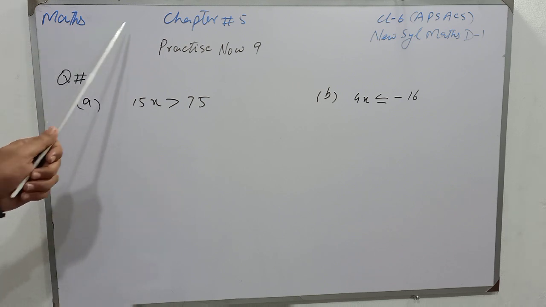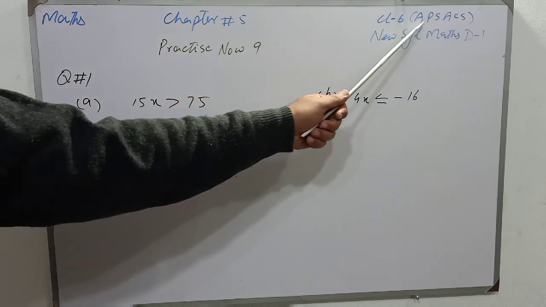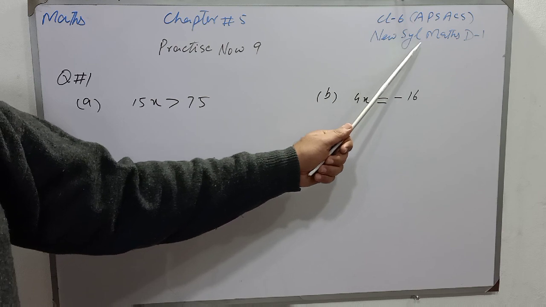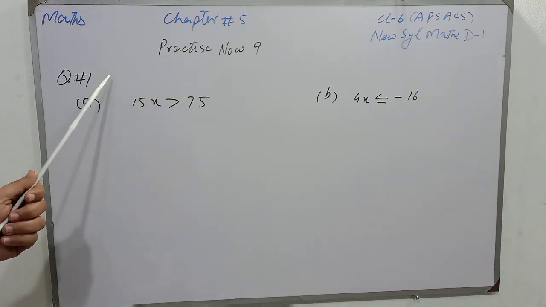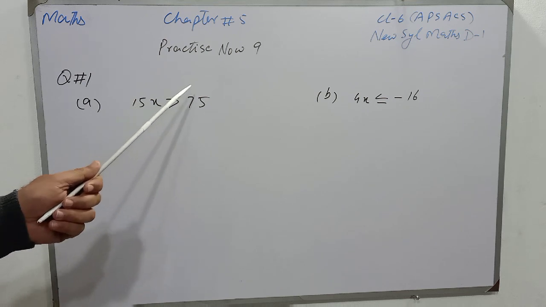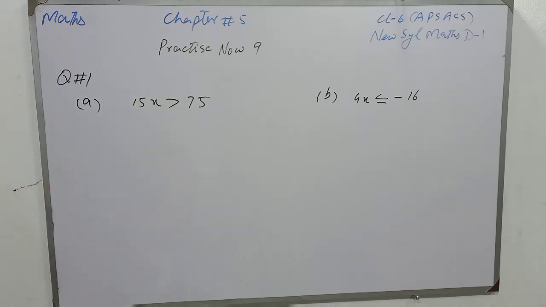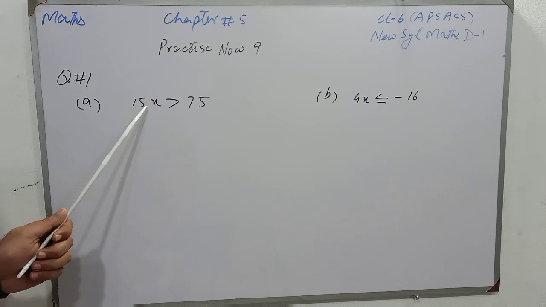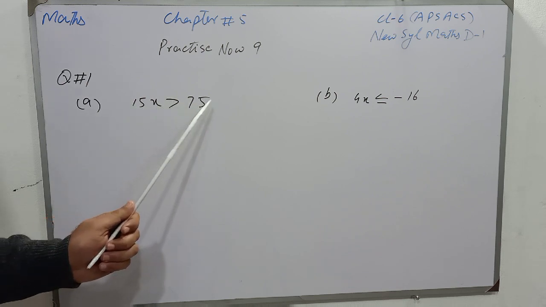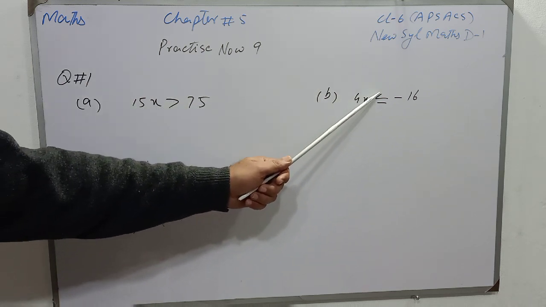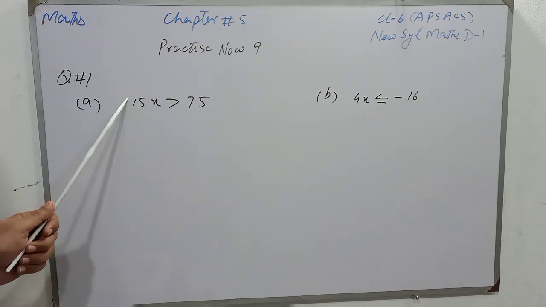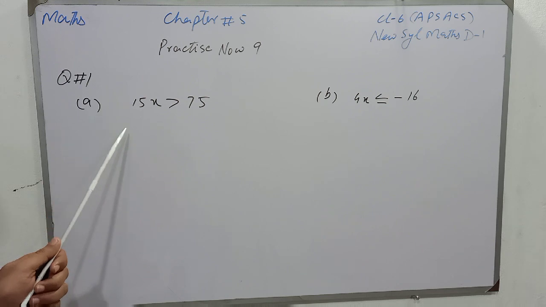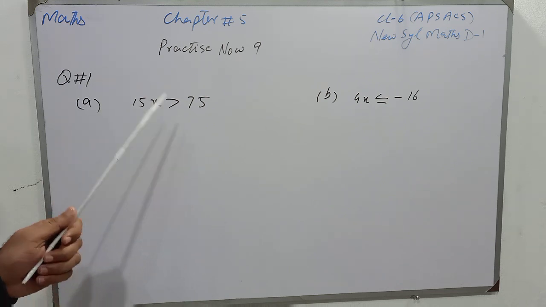Dear students, Mathematics Chapter 5, Class 6 for abstract students and new syllabus Mathematics D1. Practice Now 9, question number 1: solve these inequalities and illustrate on the number line. Part A: 15x is greater than 75, and Part B: 4x is less than or equal to minus 16. First we have to solve these inequalities and then we have to illustrate our answer on the number line.